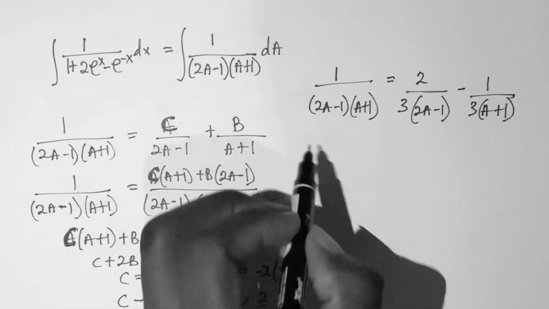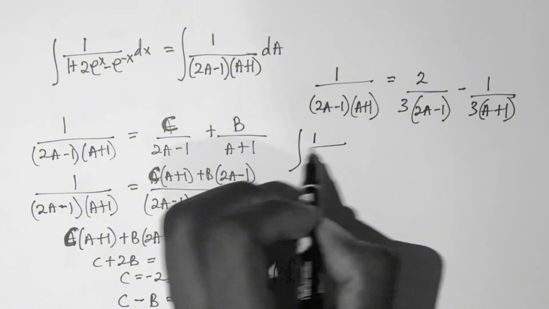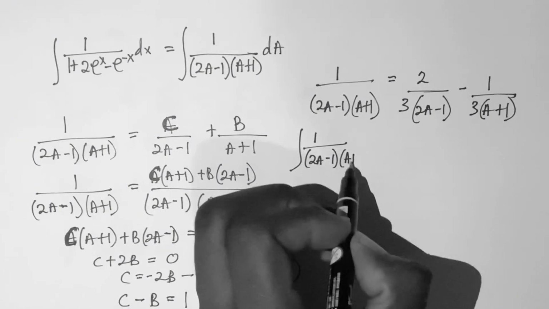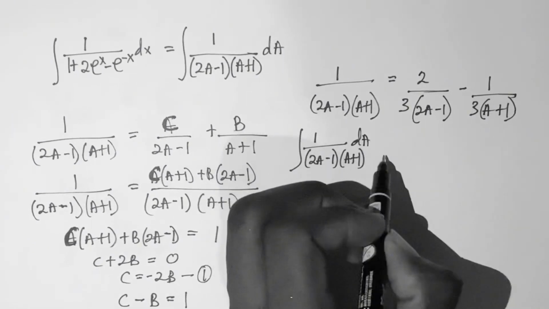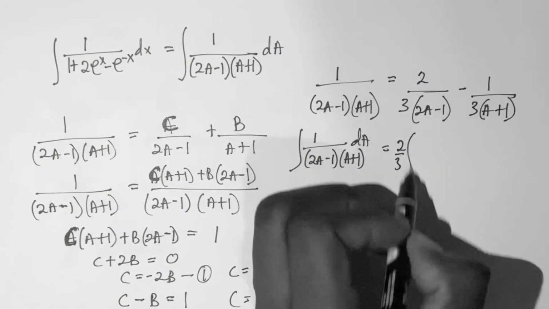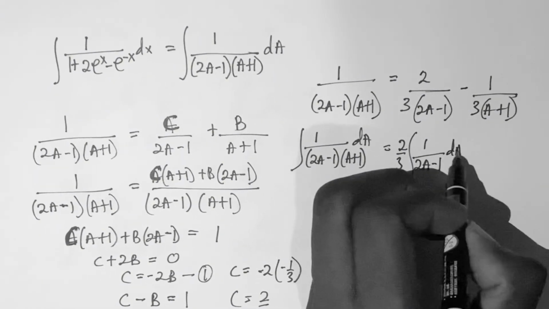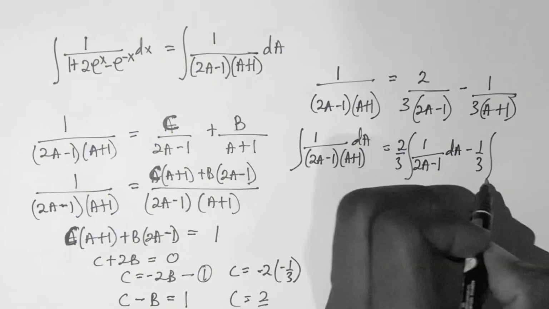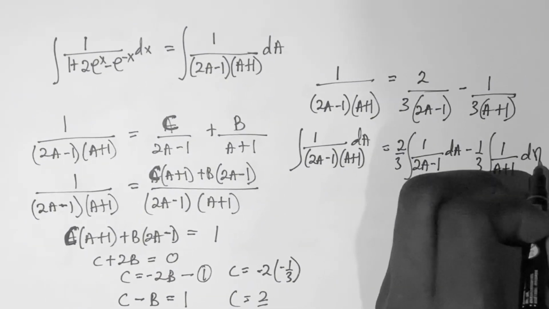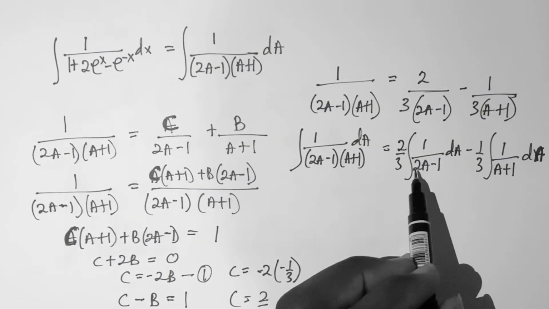So this means that this integral, which is the integral of 1 divided by (2a minus 1) times (a plus 1) dA, is equal to the integral of 2 over 3, integral of 1 over 2a minus 1 dA, minus 1 over 3, integral of 1 divided by a plus 1 dA. So we've been able to reach this point. So at this point, we can easily integrate this.